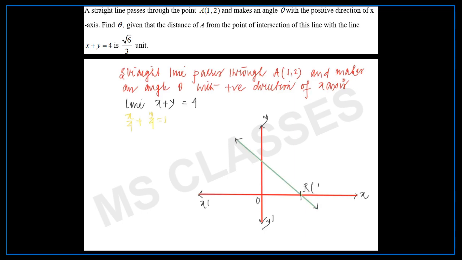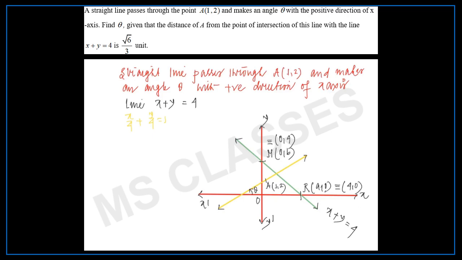The x-intercept is (a, 0) and the y-intercept is (0, b). According to this condition, a will be 4, so this will be (4, 0) and this point will be (0, 4). So this is the line which I have got, given by x plus y equal to 4. Now another line making an angle of theta with the positive direction of the x-axis passes through the point A. This is theta, and this is the point A, which we take as (1, 2).